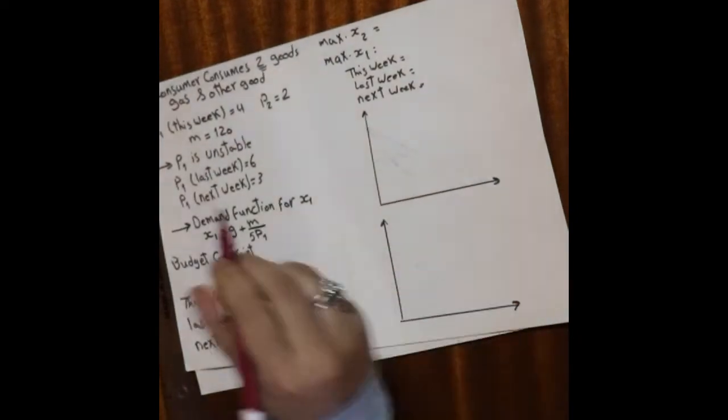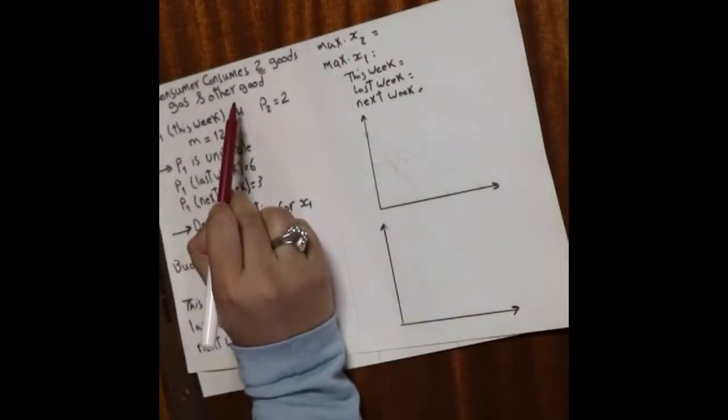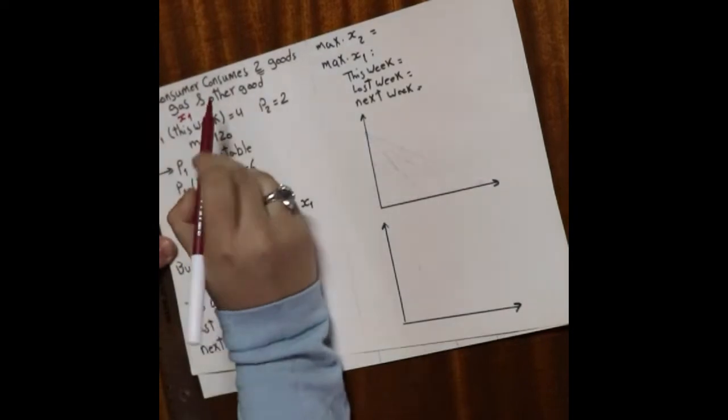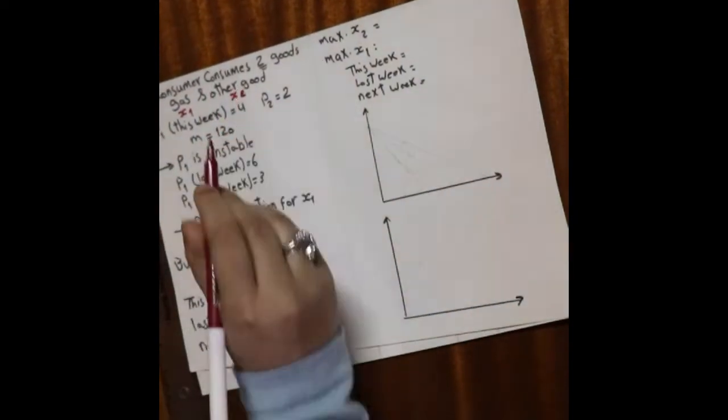In this example, consumer consumes two goods, gas, which is x1, and other good, which is x2.